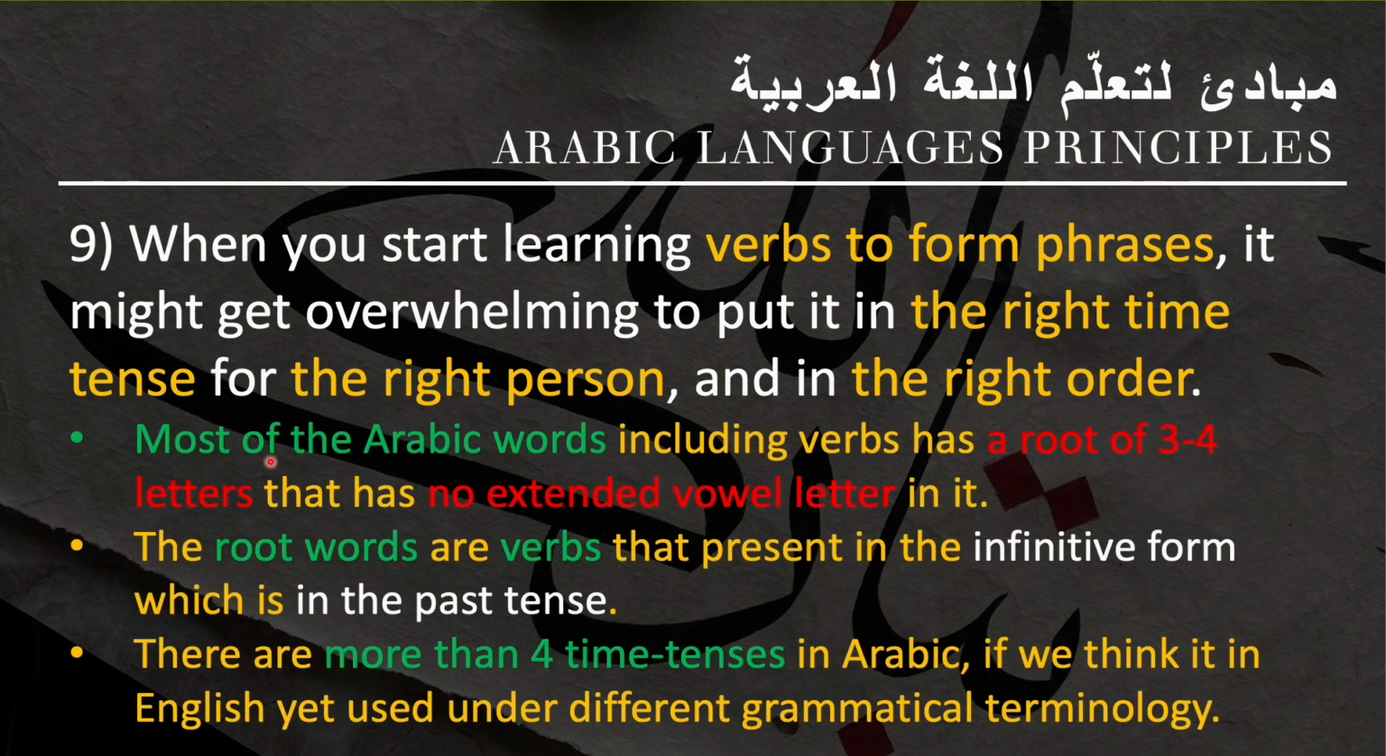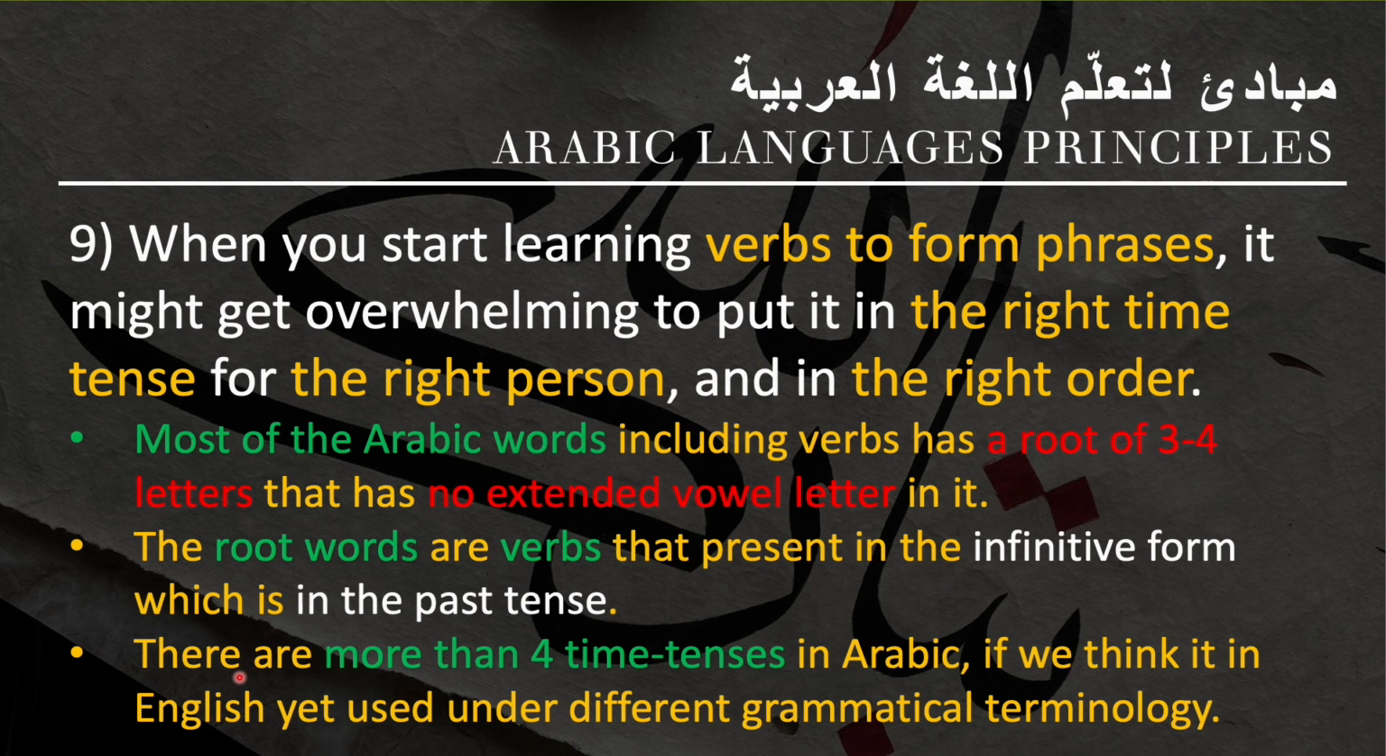The first thing: most of the Arabic words, including verbs, have a root of 3 to 4 letters that has no extended vowel letter in the root. The root words are verbs presented in the infinitive form, which is in the past tense.